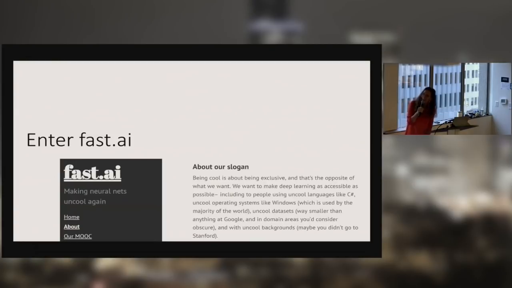So fast.ai, we kind of wanted to address this. Our slogan is making neural nets uncool again. That's because being cool is about being exclusive, which is the opposite of what we want. We're particularly interested in people using small or obscure data sets, and people that don't have many resources and can't afford much computation time or GPU power.